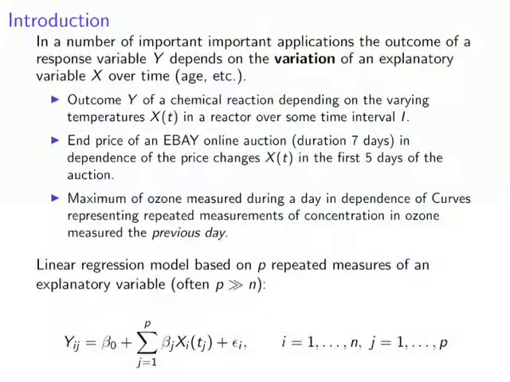You have a response variable y, for example this chemical reaction, which depends on the variation of an explanatory variable x over time, and this explanatory variable is supposed to be functional in structure. The first example is what I already told you: the chemical reaction depending on the varying temperature curve over, say, 24 hours. Another problem, which I discussed with some people, was the end price of an eBay online auction, say of duration 7 days, in dependence of the price changes in the first 5 days of the auction. So you have the prices observed in the first 5 days, and you want to predict the end price.